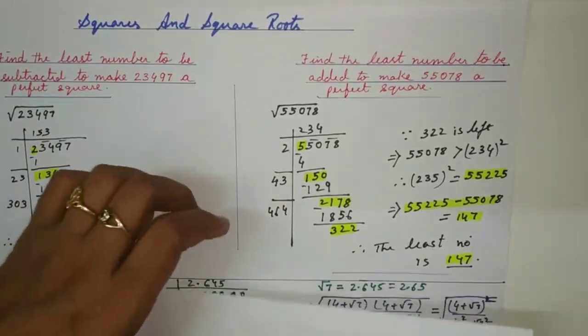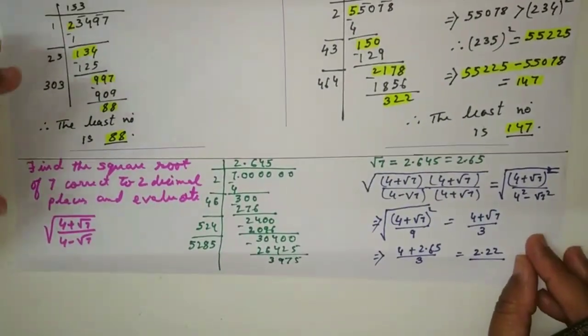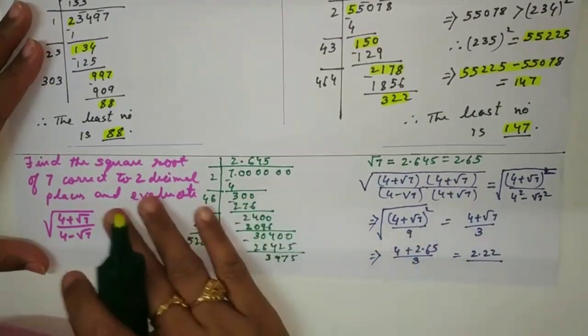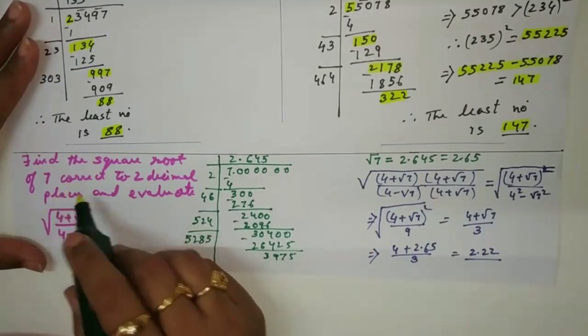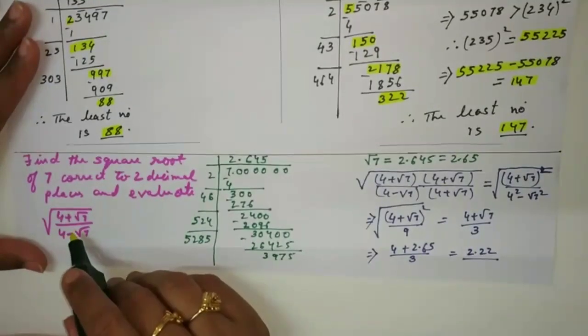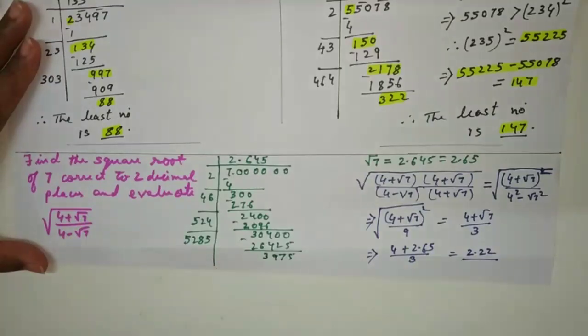And one more type which I am going to explain to you. It is not a new type, but yes, a different way of solving, actually simplifying. So the question is, find the square root of 7 correct to 2 decimal places and then evaluate under root 4 plus root 7 by 4 minus root 7.